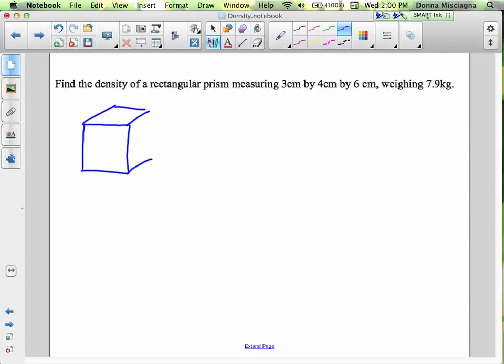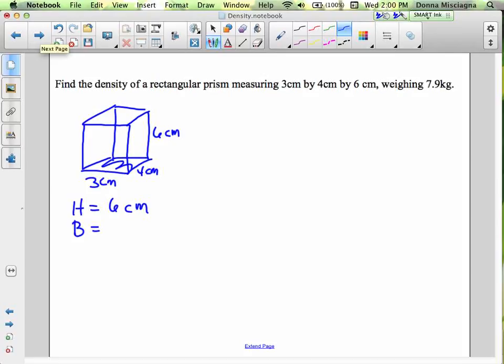So here we'll draw out our picture. It really doesn't matter on a rectangular prism which dimension is which. So 3 centimeters I'm going to put here, 4 centimeters I'm going to put here, and I'm going to put 6 centimeters as the height. Let's find the area of the base. We'll make the bottom the base. So the picture helps you with figuring out what to do.